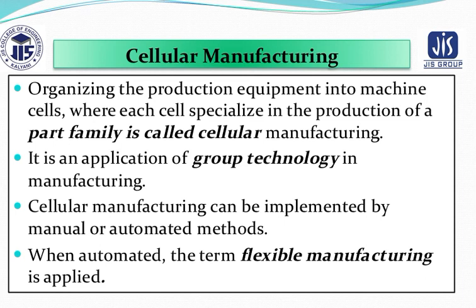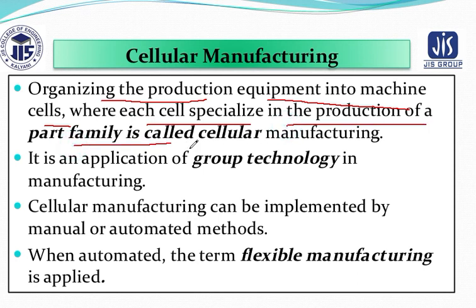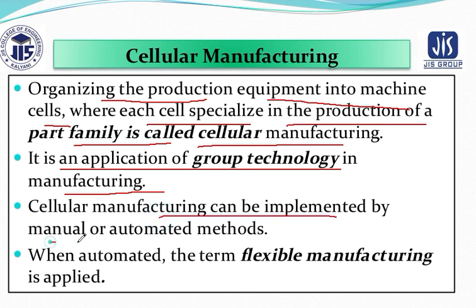So, organizing the production equipment into machine cells, where each cell specializes in the production of a part family, is called cellular manufacturing. And obviously, cellular manufacturing is an application of group technology in manufacturing. Again, cellular manufacturing can be implemented by manual or automated methods. If it is automated, then we use the term flexible manufacturing. So these are the variant opinions regarding cellular manufacturing.